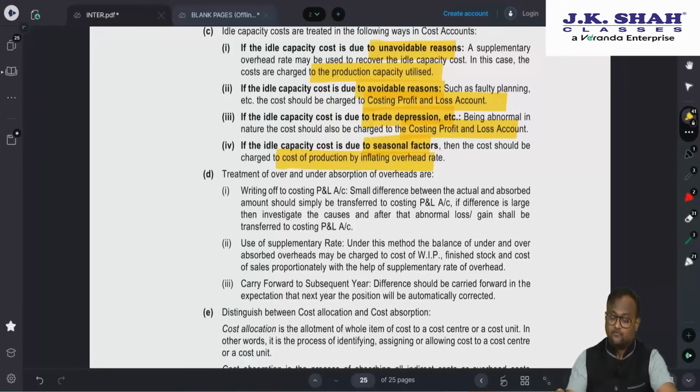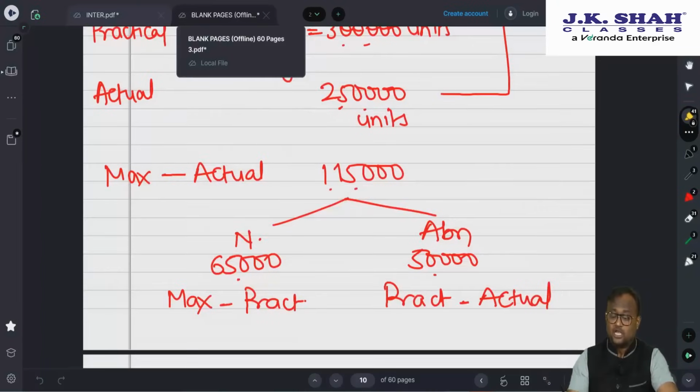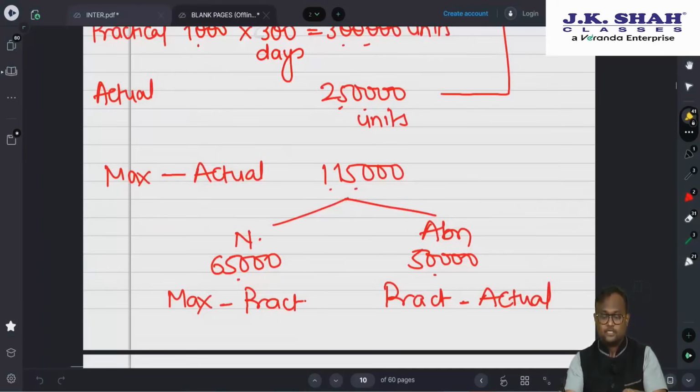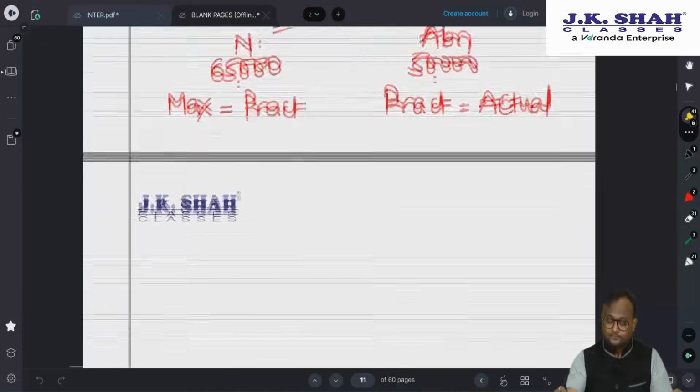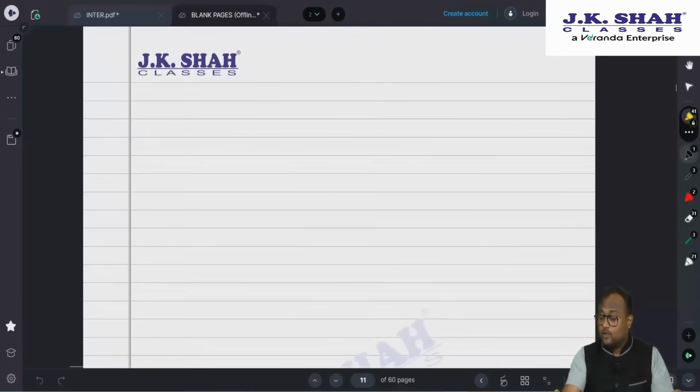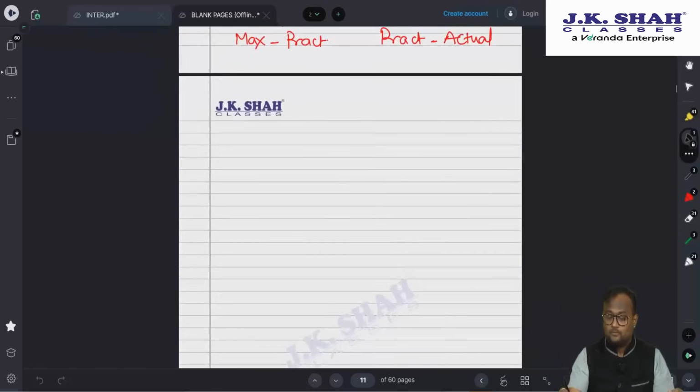Yes. Lovely. Treatment of under/over absorption they have asked. Guys, this idle capacity I have already discussed. This was the last question of absorption costing. Last question in the textbook of absorption costing, and I have given you this note. I have discussed this with you. Idle capacity. The same thing is asked. Correct? Now, whenever there is under/over absorption, it needs to be treated in a proper manner.